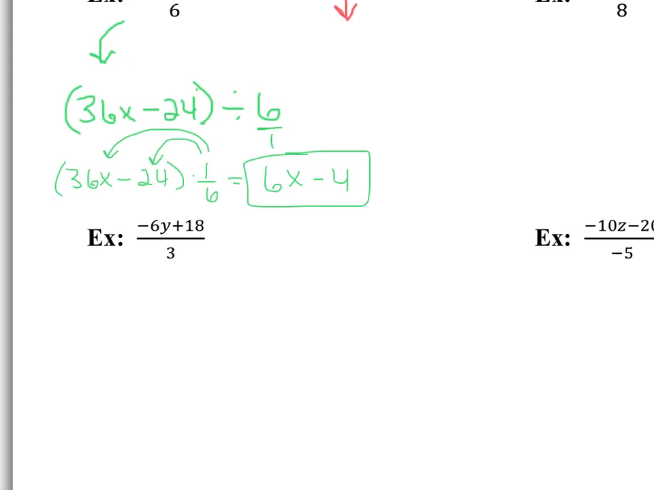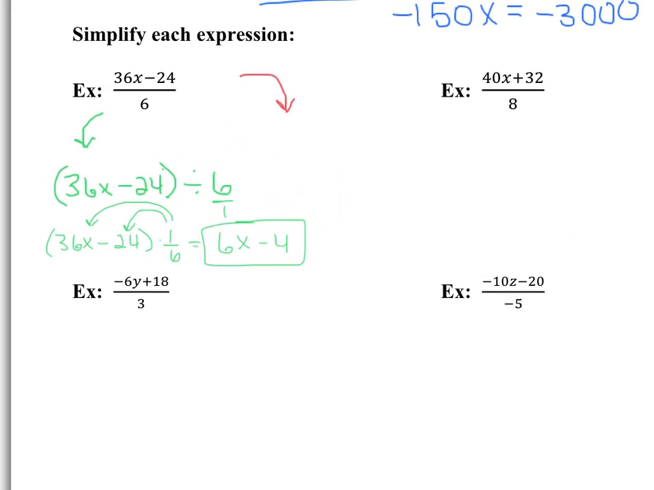So I could go through that process every time, or I could just look back at the beginning and say, how could I get from here to here without having to go all this way? So one way to do it is to just divide each. 36x divided by 6 is 6x. Because it's minus, I'd bring down a minus. And then 24 divided by 6 is 4. Sometimes I'll refer to it as the beans, and you can just divide them each.